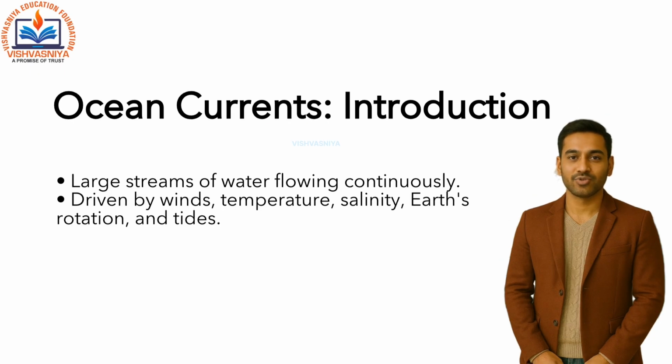Now let's move to ocean currents. Ocean currents are large, continuous movements of seawater that flow across the world's oceans, almost like invisible rivers in the sea. They are driven by a combination of factors: winds blowing across the surface, temperature differences in water, salinity differences, Earth's rotation, and even the gravitational pull of the moon and sun. These currents move heat, nutrients, and energy around our planet.